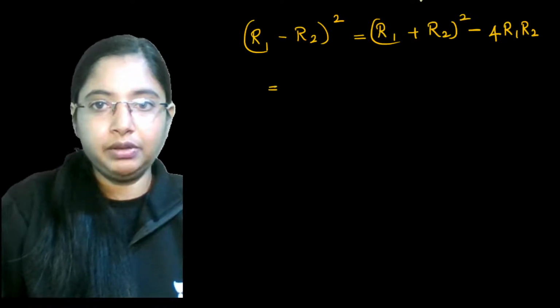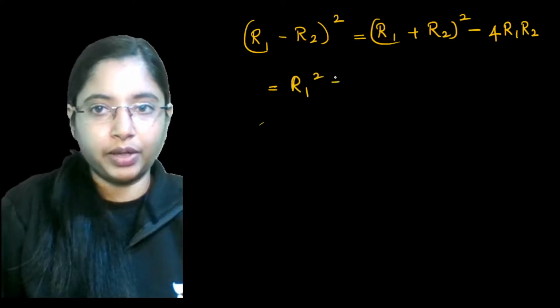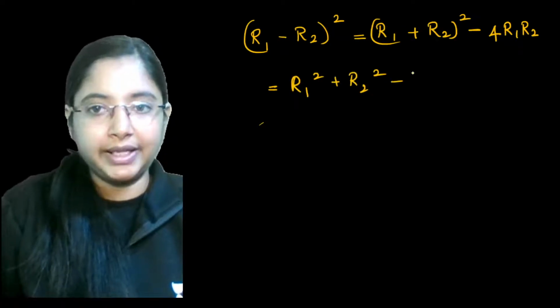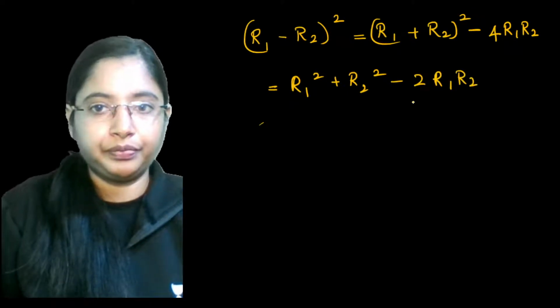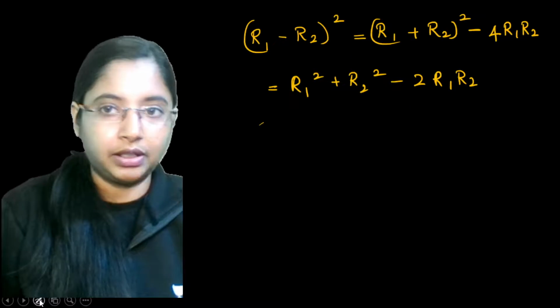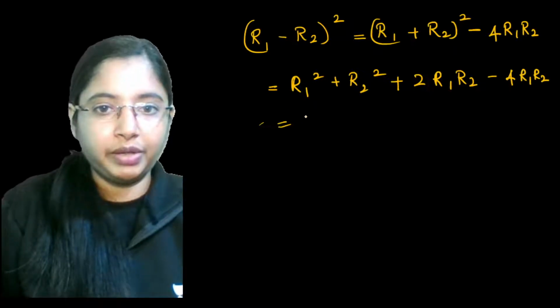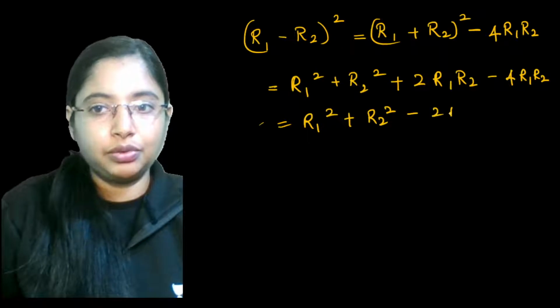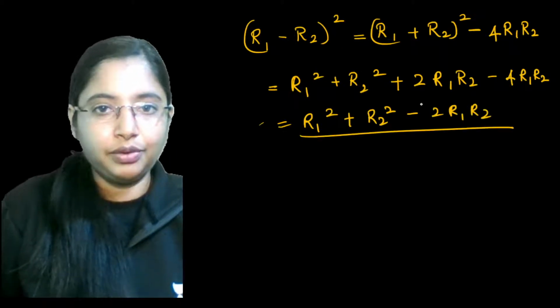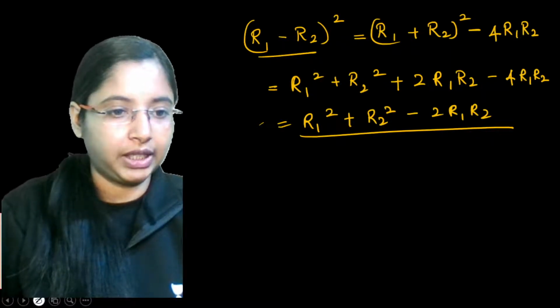Why? Very simple. If you expand, you get R1 square plus R2 square plus 2 R1 R2, sorry, this is positive, minus the 4 R1 R2 term over here. So this will become R1 square plus R2 square minus 2 R1 R2. This value is equivalent to the earlier value, so this is the assumption that we are taking.